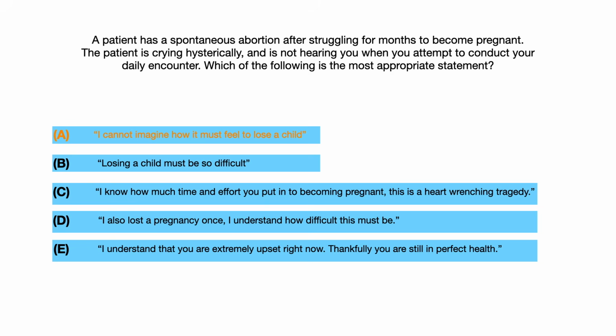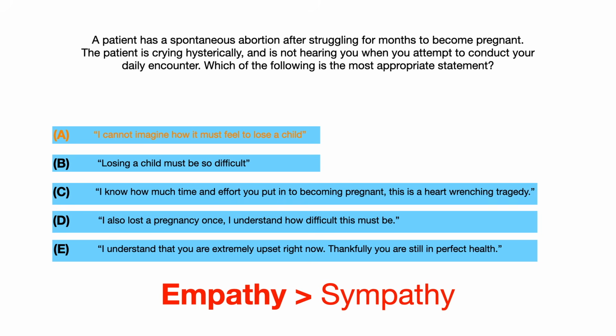A is I cannot imagine how it must feel to lose a child. B is losing a child must be so difficult. And the difference here is that one is empathy, that's A, and one is sympathy, that's B. So empathy is feeling or not being able to feel what the patient feels. And sympathy is knowing what the patient feels. And when you're choosing between an empathetic and a sympathetic statement, you always choose empathy.